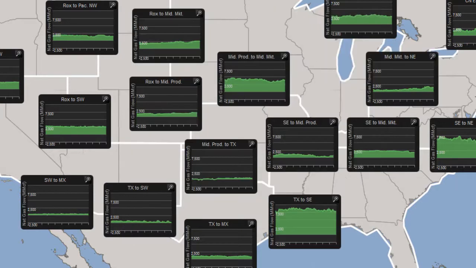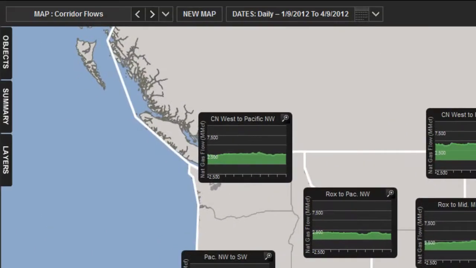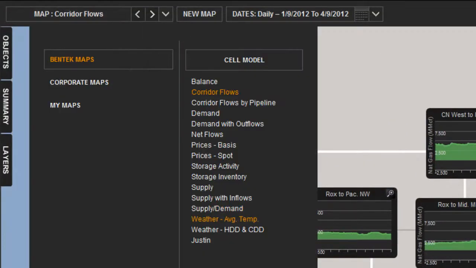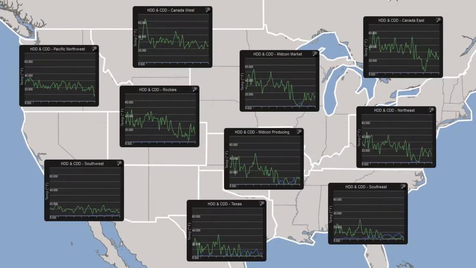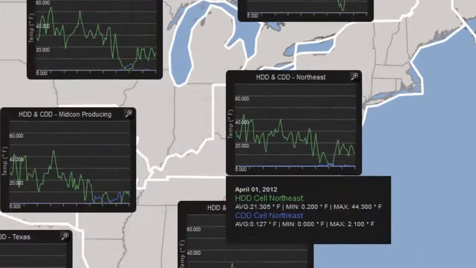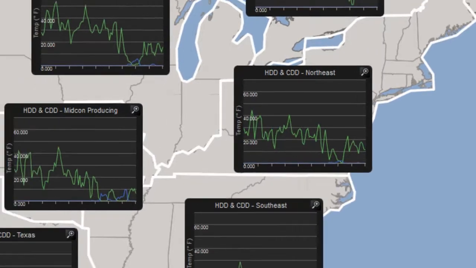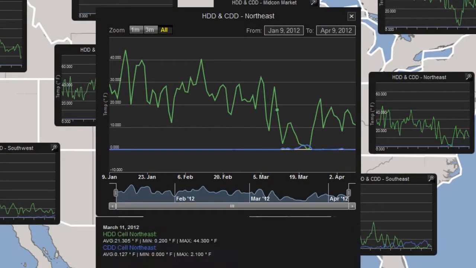Just to give some perspective of what the weather did, and a little confirmation that the true demand destruction was due to weather, we can break out our map and look at weather here, HDDs and CDDs, or average temp. For this look, we'll look at just HDDs, and you can see right here on Northeast HDDs and CDDs, that large drop. Breaking it out again, you see the HDDs drop all the way down to where it almost transitioned, and you start to see CDDs come into the market for the first time really this year.